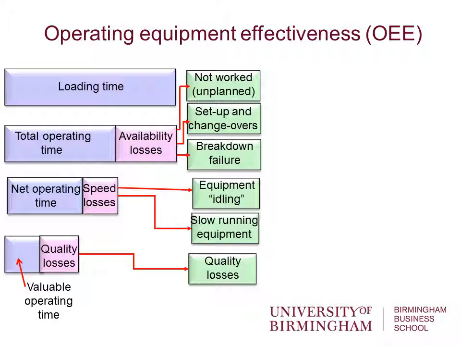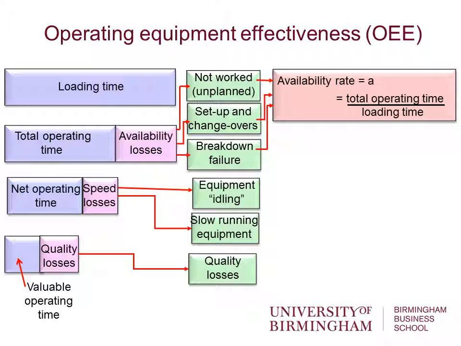That's when products are produced to an inadequate or insufficient quality, the products are outside tolerances, or in some other way they're not produced to the right standards, and when those are removed we have valuable operating time. So we have a number of measures there: loading time, total operating time, net operating time, and valuable operating time.